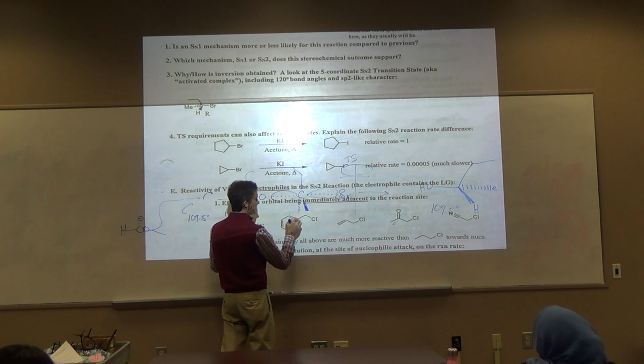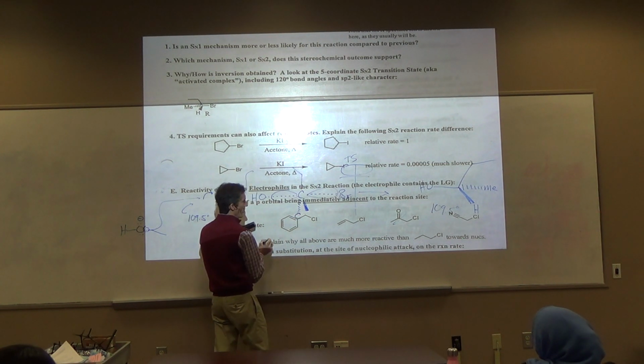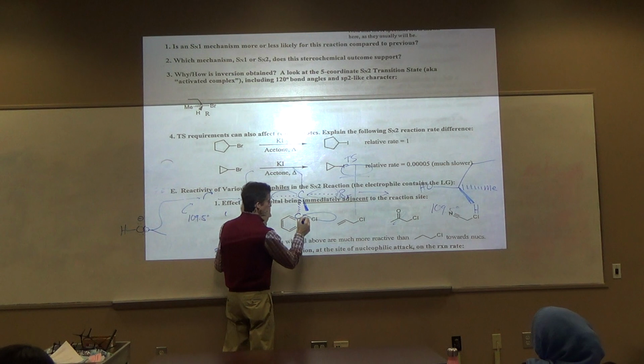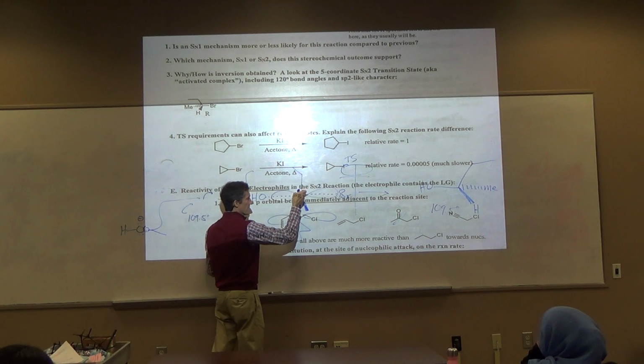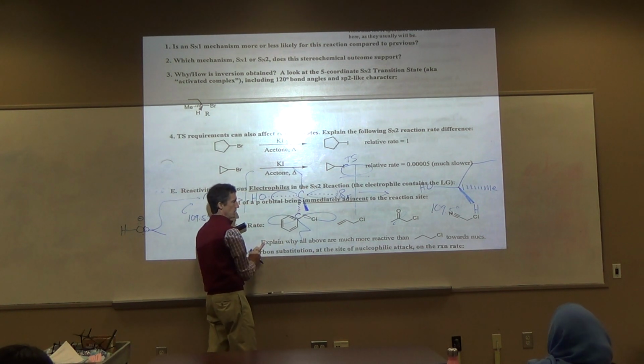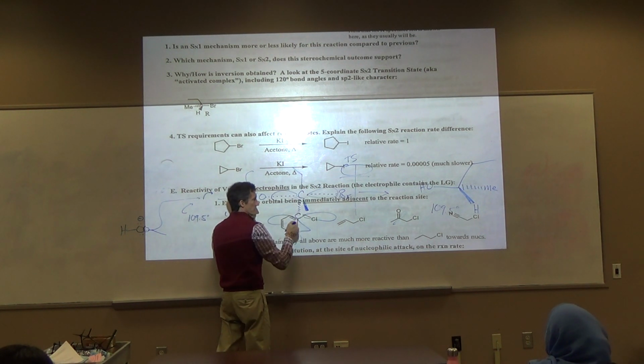It may be hard for you to put this in your notes, but here's a carbon next door. What if the carbon next door had a p orbital? Here's the carbon that gets attacked. Next door there's a p orbital. What would you have going on here?